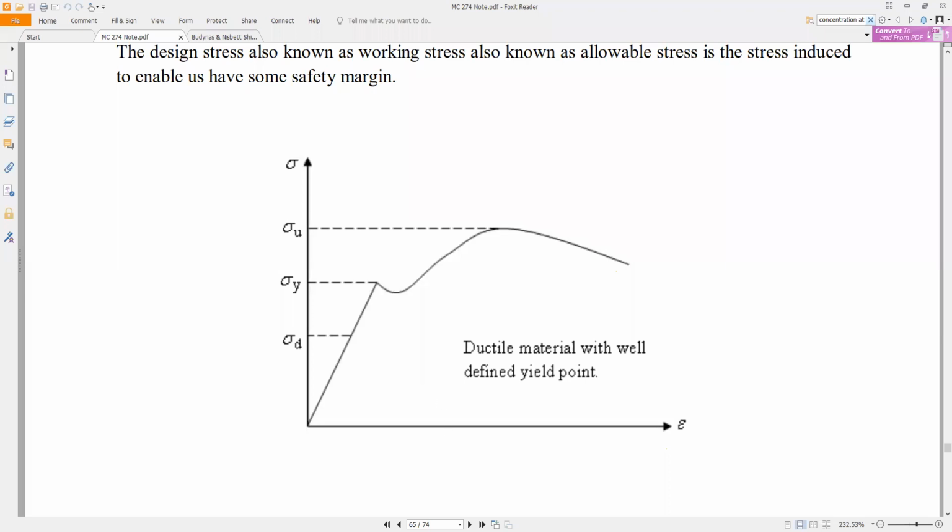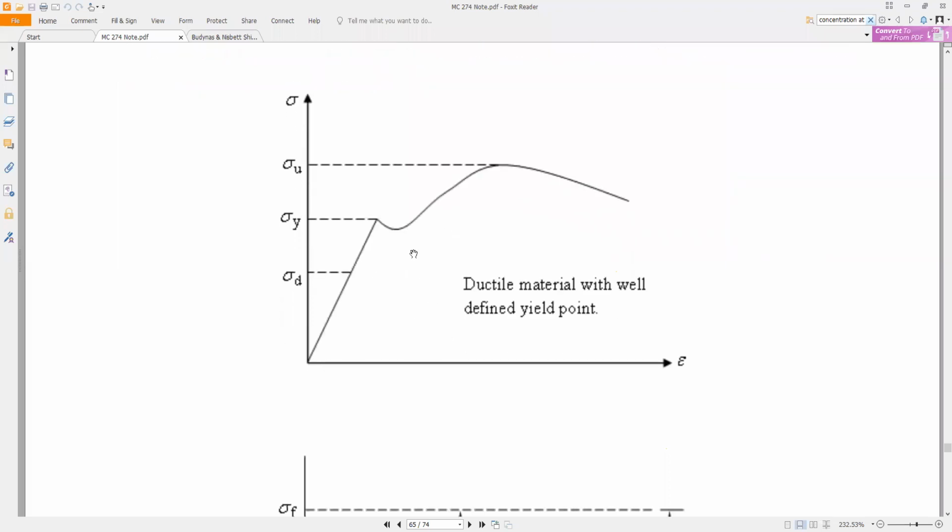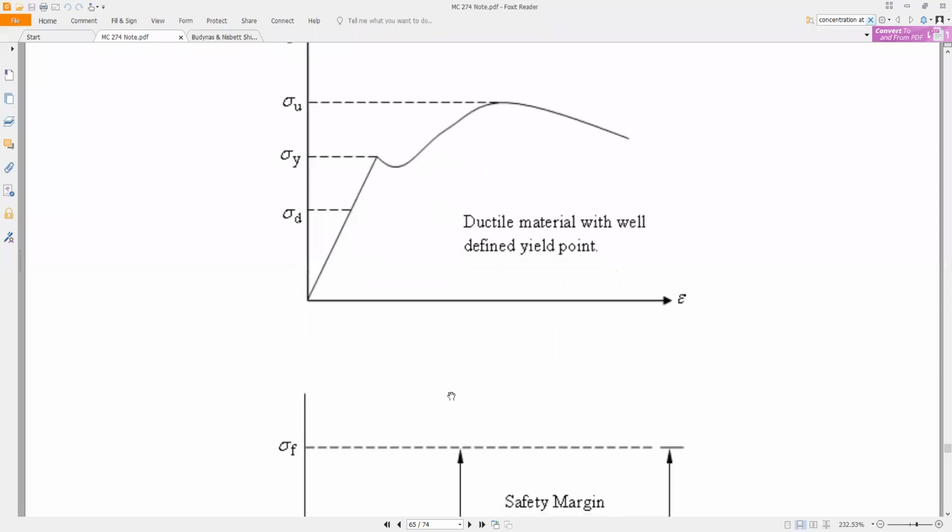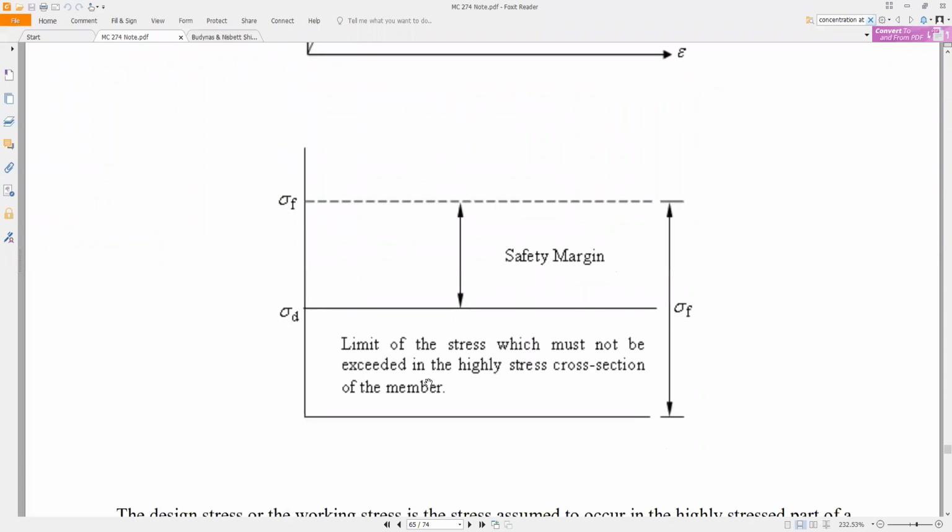They are the same thing. So this is showing the stress strain diagram for ductile material. All right, so we have the yield point well defined. Now, let's look at this.